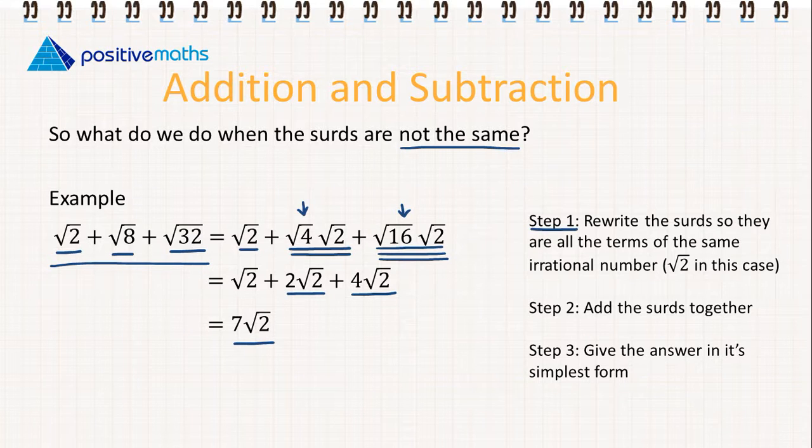So step 1, we rewrite the surds so they are all in terms of the same irrational number. That's the square root of 2 in this case. For step 2, we add the surds together. And step 3, we give the answer in its simplest form.